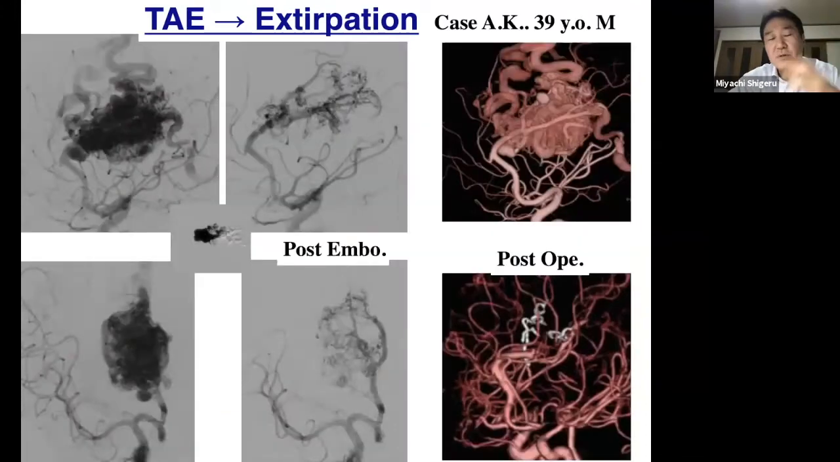So this is a cooperation of endovascular treatment and surgery. This is just before the embolization. This is the final angiogram after the 14 feeders of embolization. And this is the postoperative image. So even in such a grade 5 AVM, embolization with a big load can facilitate the operation.